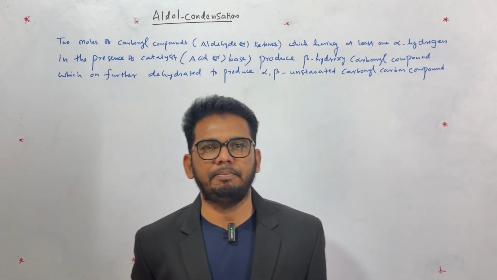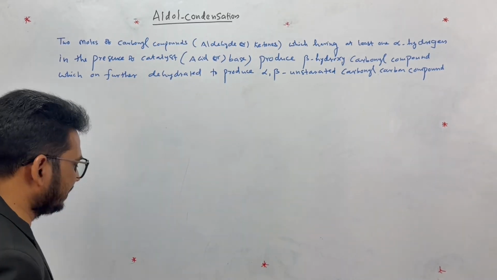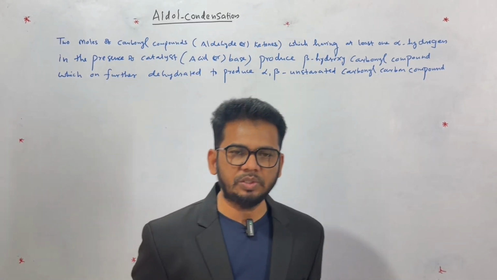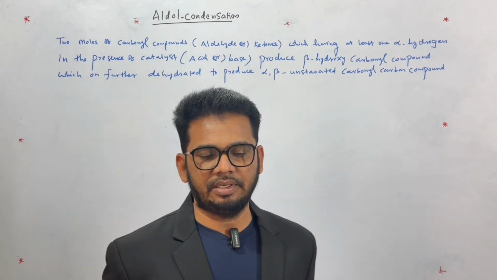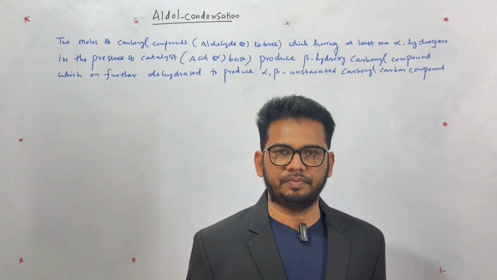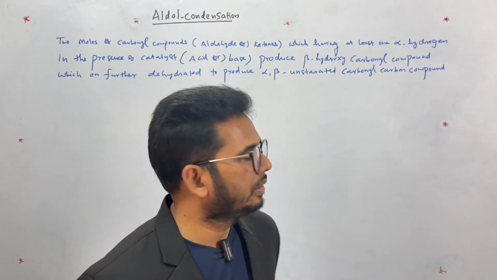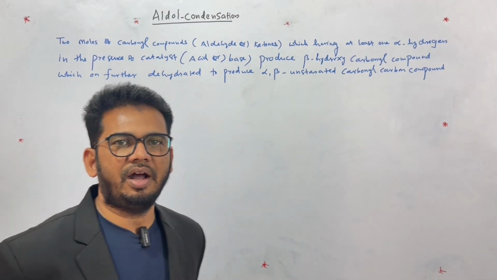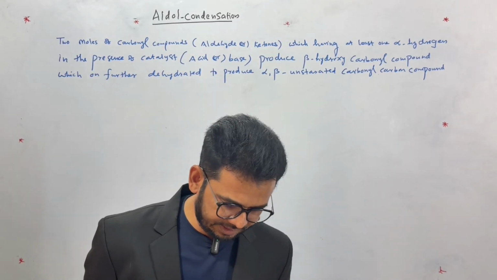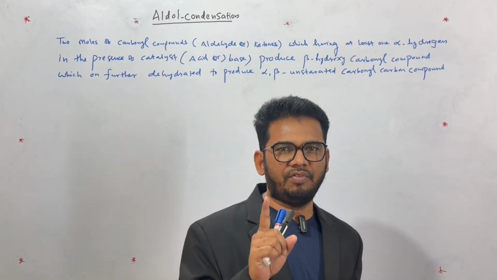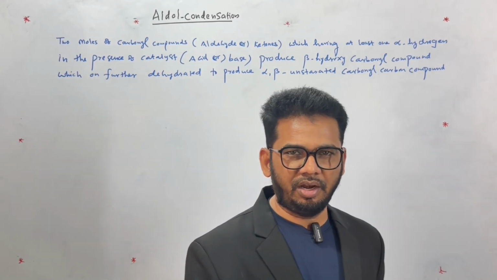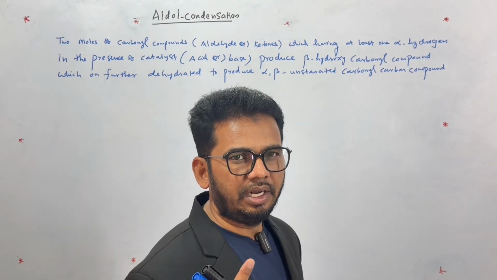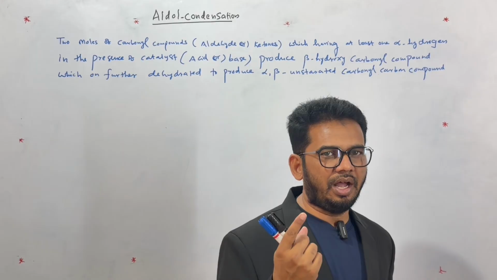Now this is the simple definition. Two moles of carbonyl compounds, meaning either aldehyde or ketone, which should have an alpha hydrogen. That's very important in this case. At least they should have one alpha hydrogen. You might take two moles of any one aldehyde or ketone, and at least it should have one alpha hydrogen.